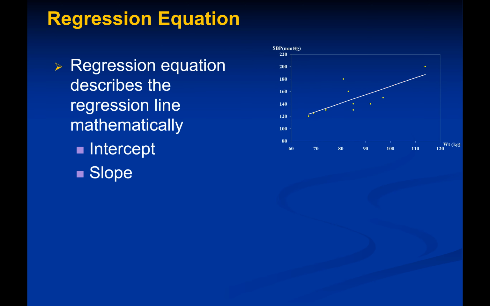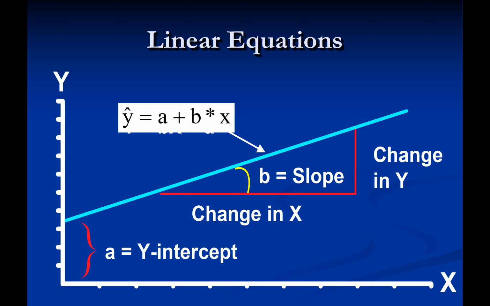So the regression equation describes the regression line mathematically. We're going to come up with the intercept and the slope. Right here, this is what we call B0, this is B1, which corresponds to our example. The slope equals the change in y over the change in x, the ratio of those two. B0 represents the y-intercept. B1 is the slope.